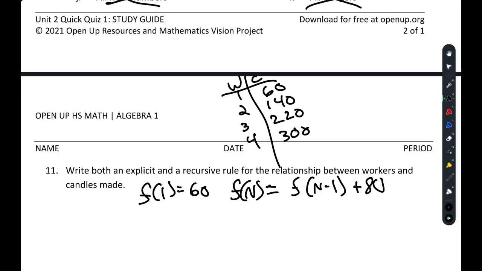All right, now we're going to do the explicit. The explicit, f of n is equal to 60, the term we begin with, plus n minus 1, because we start with 1, times 80.